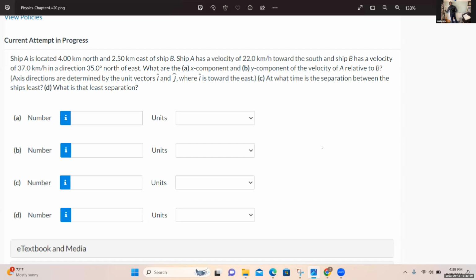Ship A is 22. That's the speed. I remember velocity is direction, but we have the direction incorporated in the direction of the arrows of the vectors. 22 kilometers per hour.